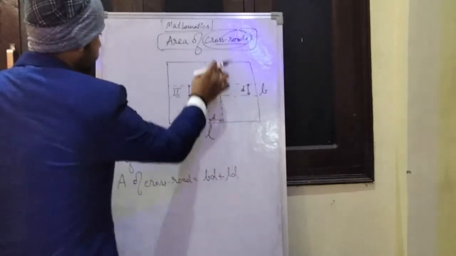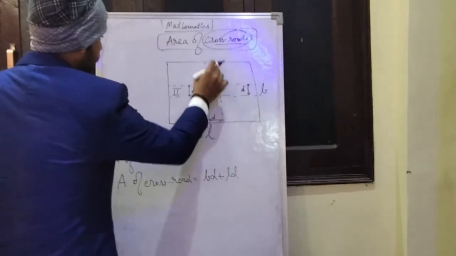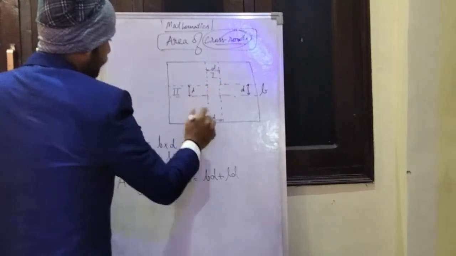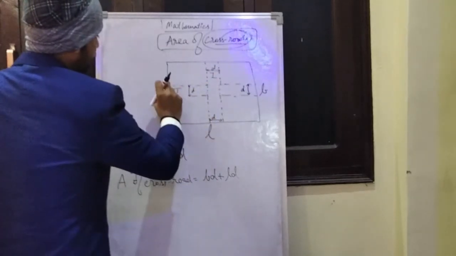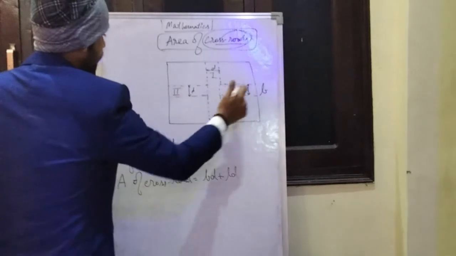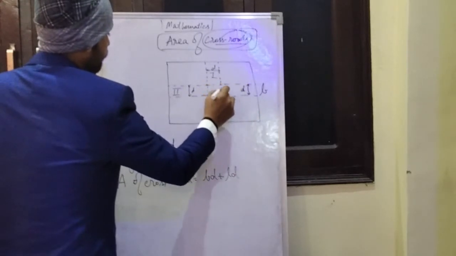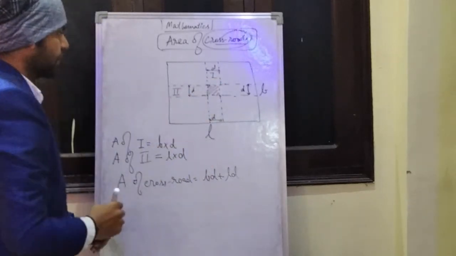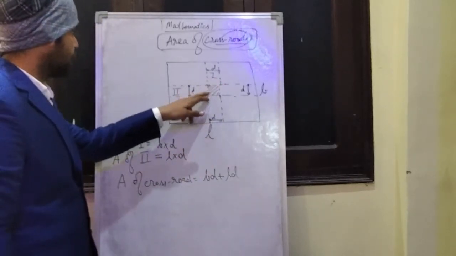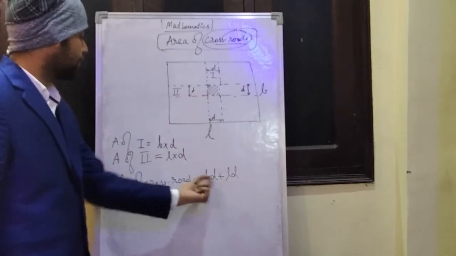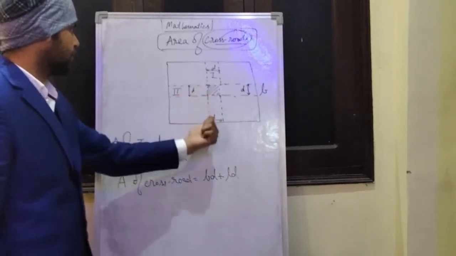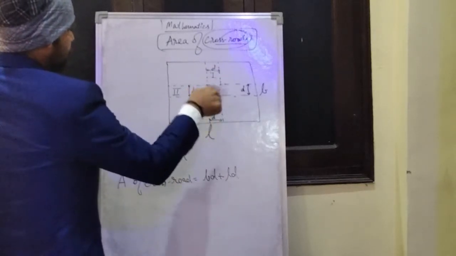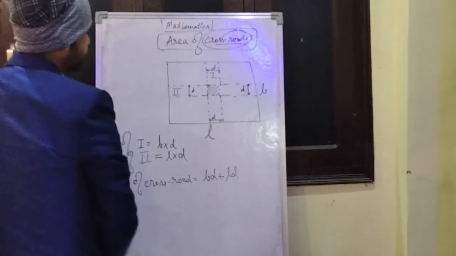Here you can see that if I take this vertical road, I'll take this middle portion also. If I take this horizontal road, again I'll take this middle portion. So this area I'm taking two times. So I will be subtracting the area of this middle portion from the sum of these two road areas. Because I am taking this area two times, I will subtract it once from the sum.